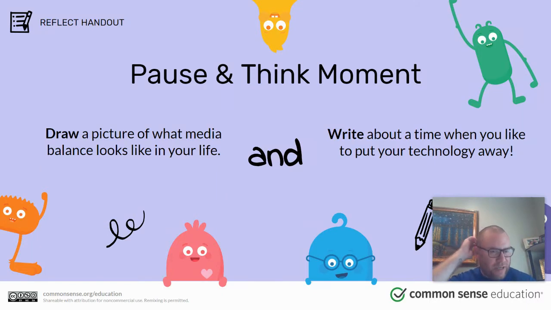So let's pause and think for a second. I want you guys to take a few minutes on a sheet of paper and draw a picture of what media balance looks like for you in your life. And remember what we said balance was, right? Where you don't have too much of one thing or another. So if you're on your device, you're also doing things off your device. What would that picture look like? And then I want you to write about a time that you like to put your technology away. Maybe something you really like doing where you're like, you know what, I like doing this without technology. These are good things for us to think about right now, boys and girls, because we're going to be on our technology a lot with what's going on right now and the way we're having school. So these are good things for us to remember and to think about, okay?